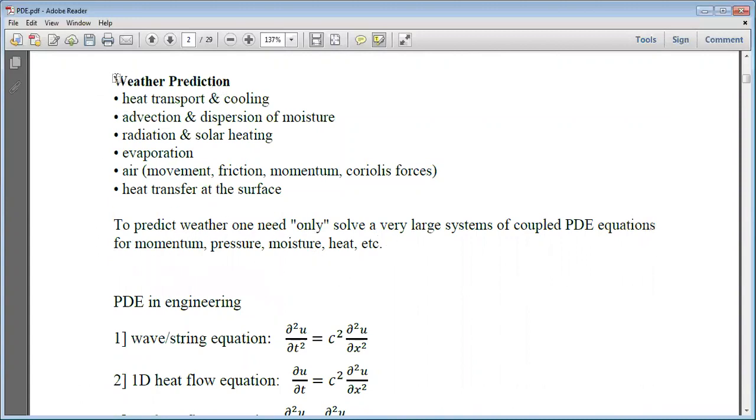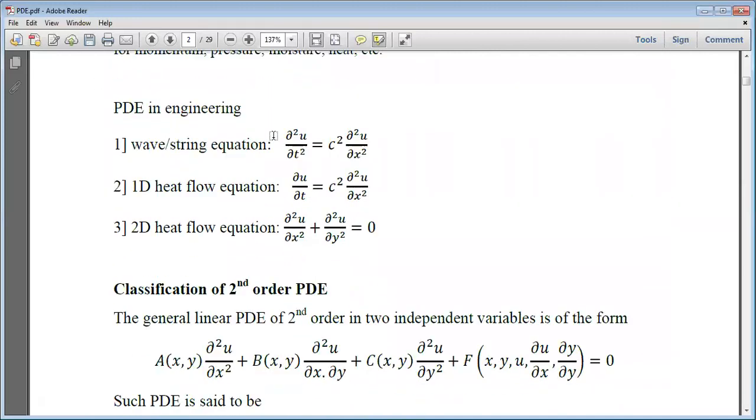So based upon that we can have the prediction of weather conditions. Now, how do PDEs occur in the engineering field? A simple example is the wave equation: ∂²u/∂t² = c² ∂²u/∂x². The 1D heat flow equation is ∂u/∂t = c² ∂²u/∂x². Two-dimensional heat flow is ∂²u/∂x² + ∂²u/∂y² = 0.